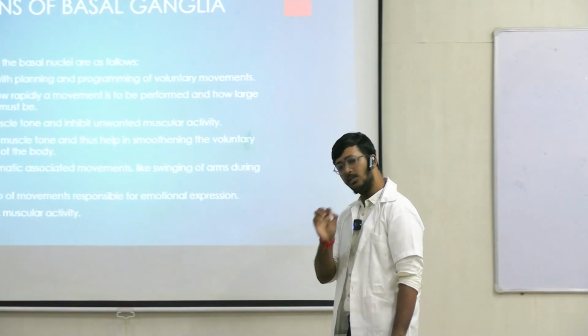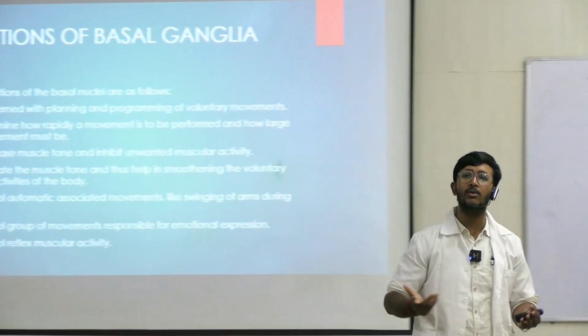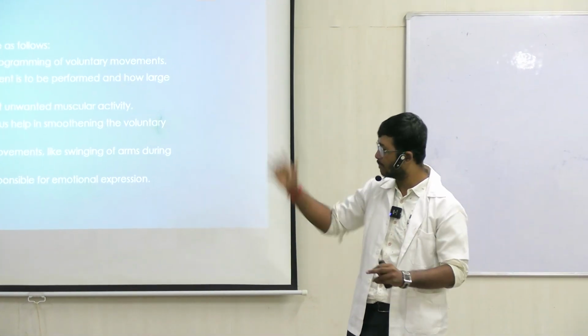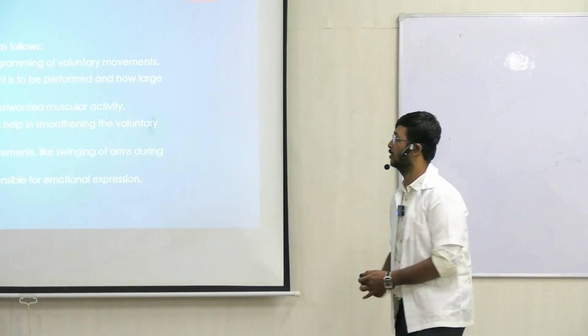So if there is any injury to this basal ganglia, then our movement will be hampered. So there will be irregular, unregulated movements. Like patients will be moving like this. Any injury to these areas, patient will be moving like this. There will be unregulated movements and so on.